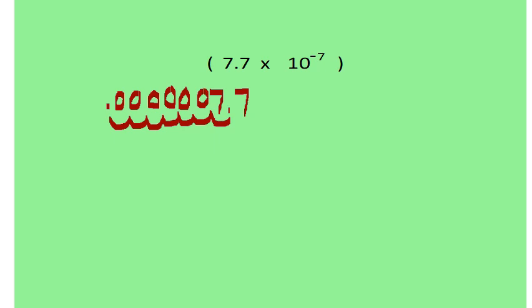And there we have it. So 7.7 times 10 to the negative 7th power is 0.00000077. So that is 6 zeros and then 2 sevens.